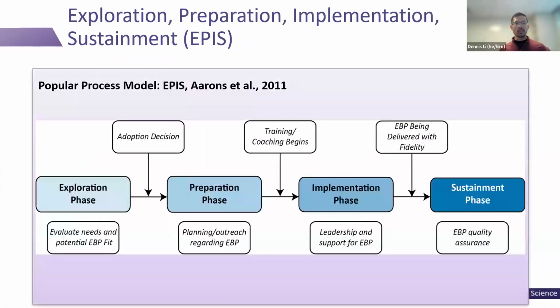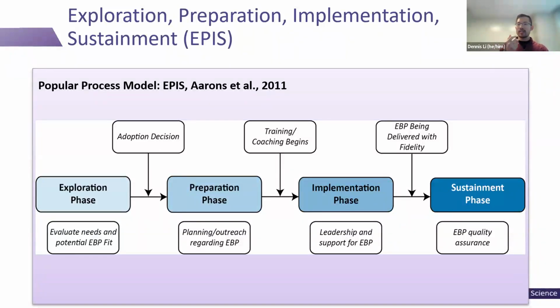Now, one of your readings was about the Exploration, Preparation, Implementation, and Sustainment Framework, or EPIS. This is one of the most popular process models out there, and at a very high level, you go through these 4 phases and move from trying to put something new into place, to sustaining it in that location. Now, each of these phases, you can see this is very high level. Each of these phases may involve numerous strategies to get you to the next phase, but at least you begin to see how you need to start ordering your strategies.